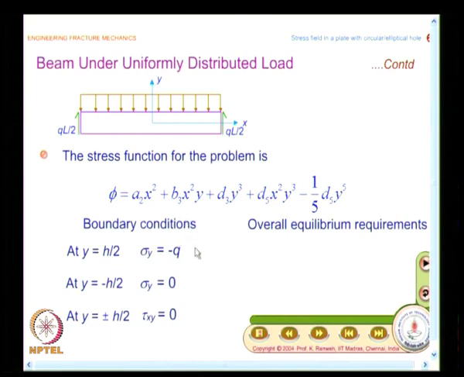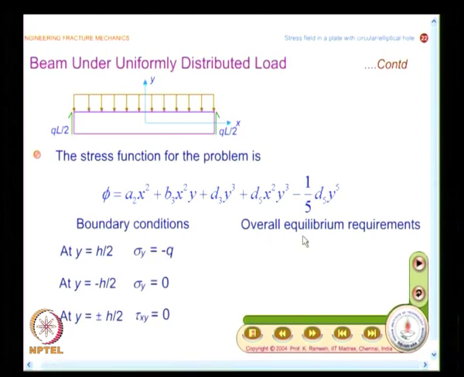And what other conditions can you write? You could write what happens on this edge as well as this edge, and that is covered by your overall equilibrium requirements, because what we know here is only the shear force, we do not know the distribution. The distribution has to be obtained as part of your solution procedure. So, I can only write on this edge integral from minus h by 2 to plus h by 2 of tau xy dy equal to q L by 2. That is the only thing which I can write.